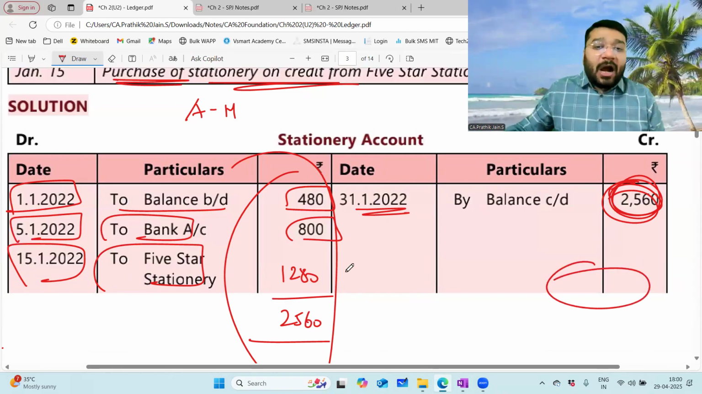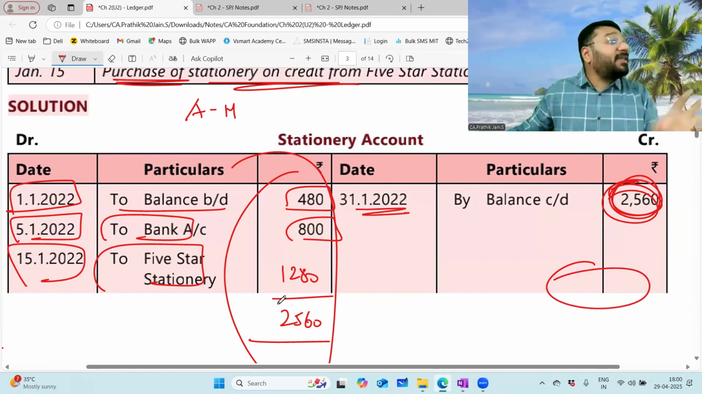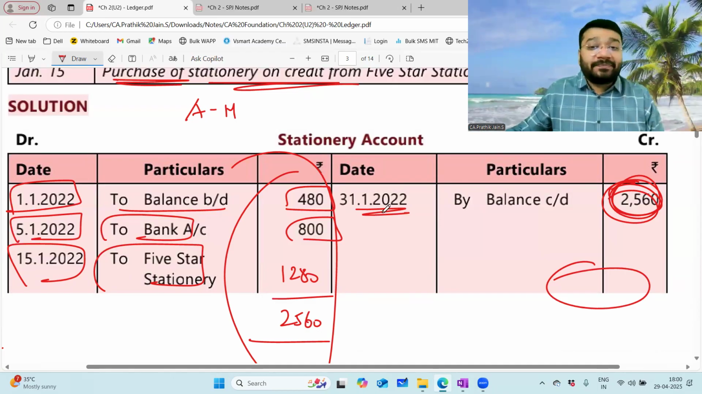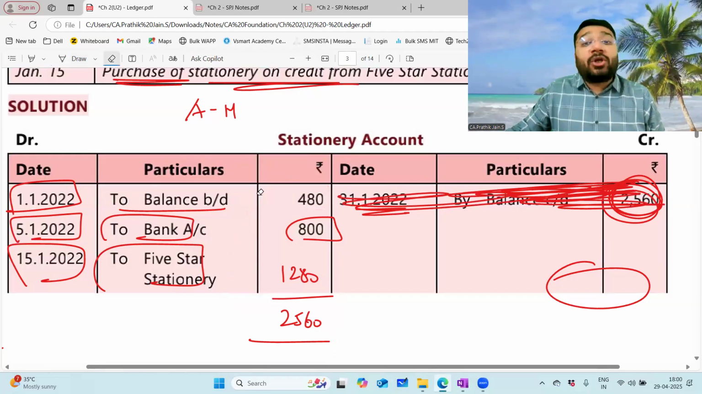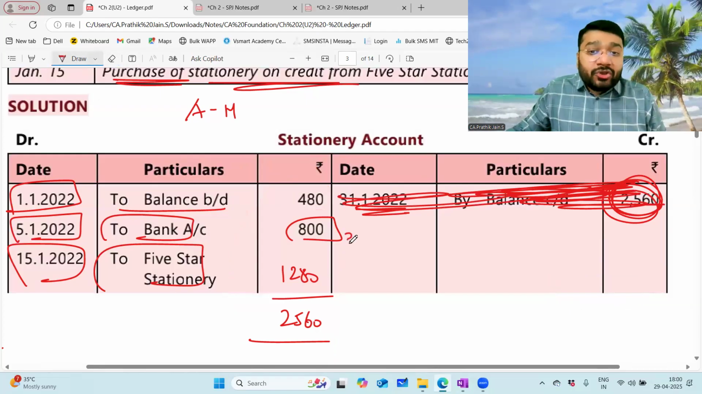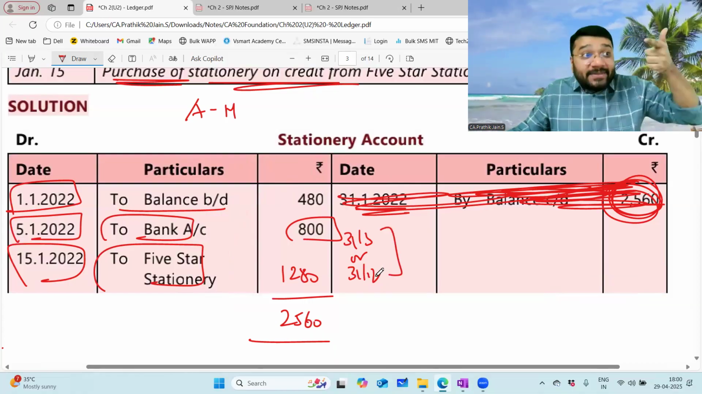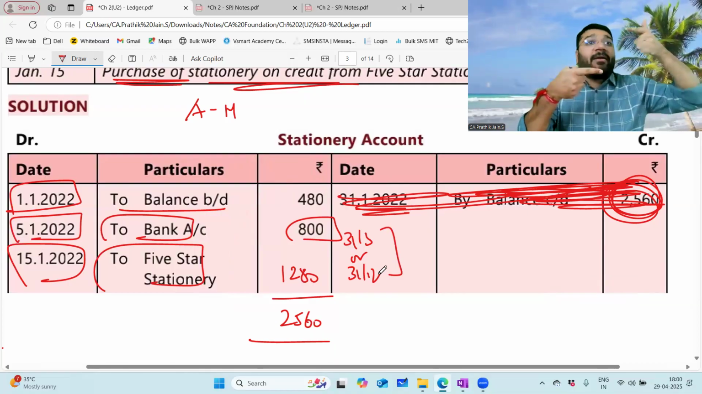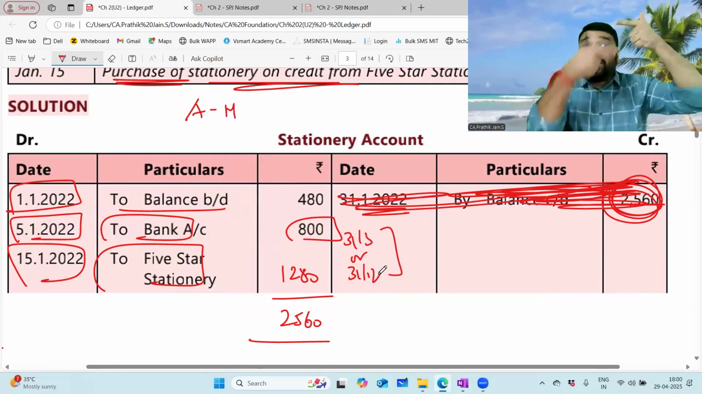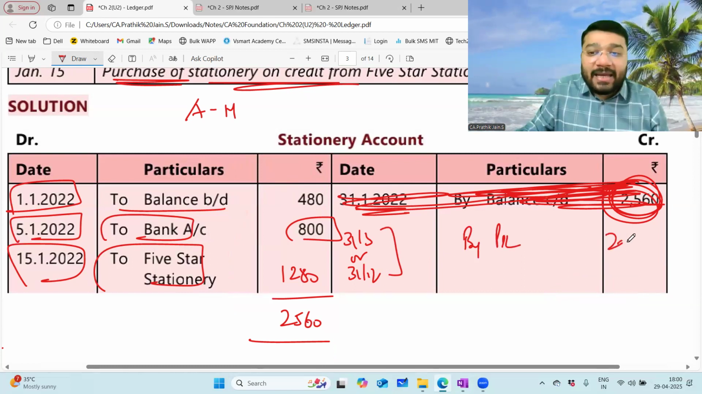Imagine, out of this 2560, 560 worth of stationery is not consumed. So how much is consumed? 2000 consumed. So that I'll transfer to P&L. What is the closing entry there? On 31st of March or 31st of December, transfer of stationery. When you record stationery, you debit it. To create stationery, you debit it. To close stationery, credit. In place of the debit will be what? P&L. P&L to stationery. In stationery, by P&L will come. How much? In our example, 2000.